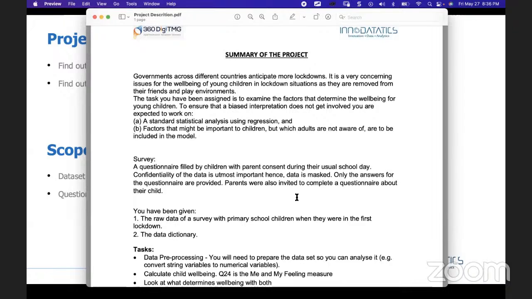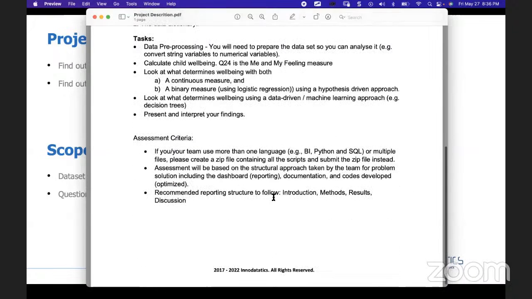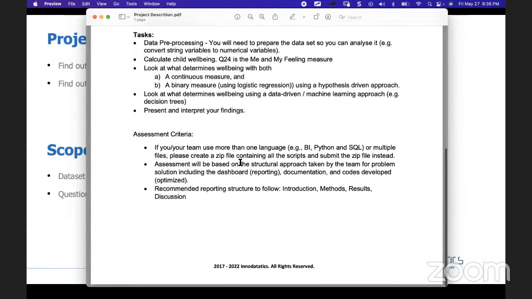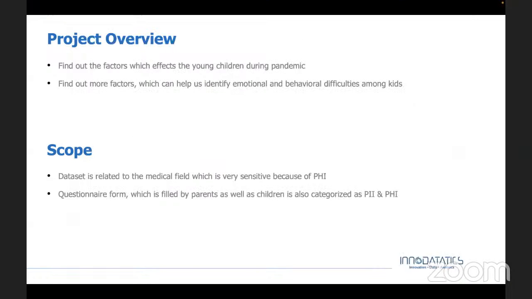And hence, data was masked. Only the answers to the questionnaires are provided. We of course have access to the questionnaires, but we will not be demonstrating them to the outside world. Parents are also invited to complete the questionnaire about their children. It's not just children with parents' consent, but parents can also fill it in on behalf of their children, because we are talking about primary school kids. A lot was done, and a lot of software was used in analyzing this. So let me move on to this.